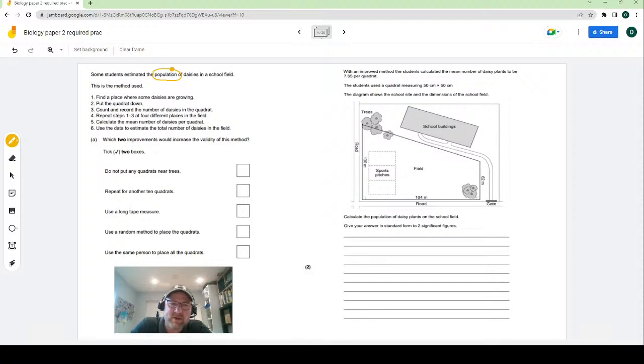Find a place where the daisies are growing, put the quadrat down. Count and record the number of daisies in the quadrat. Repeat the steps 1 to 3 at 4 different places in the field. Calculate the mean number of daisies per quadrat. Use the data to estimate. Sounds like a pretty good investigation, but there's a couple of things that they could have done better there. So tick 2 boxes. What could they do better?